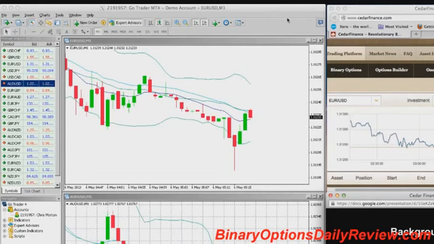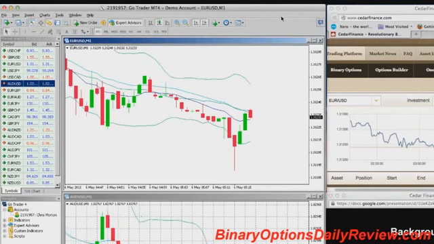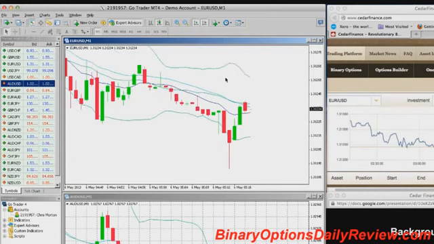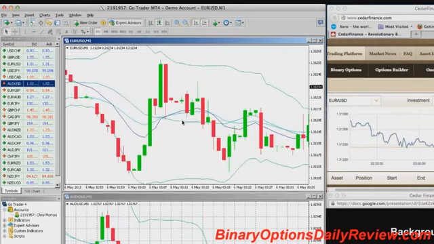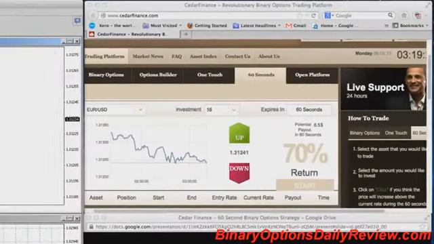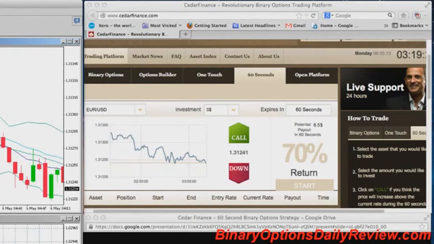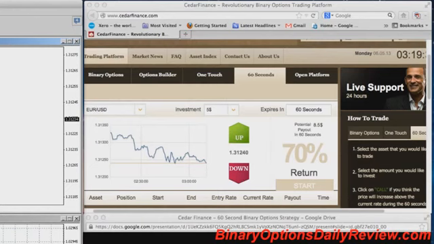This particular charting platform is using MetaTrader 4, and I've got a few indicators here. I've got the Bollinger Bands, a 15-minute moving average, a 13-minute moving average and a 26 exponential moving average, which are all indicators basically showing trends that are occurring.